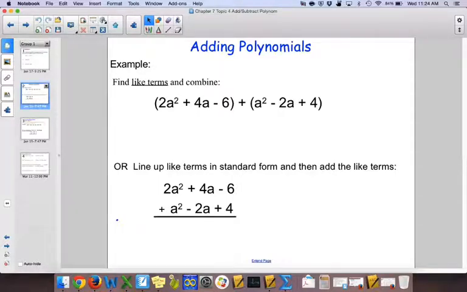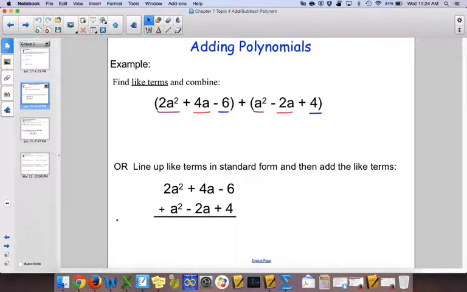And you might notice that the 2 for the a squared in your packet looks a little messed up, so you're going to want to fix it if you can. Okay. So what's happening here is we're combining the like terms. I have my a squares, I have my a's, and I have my numbers.